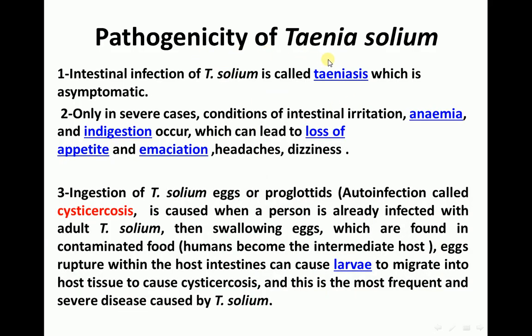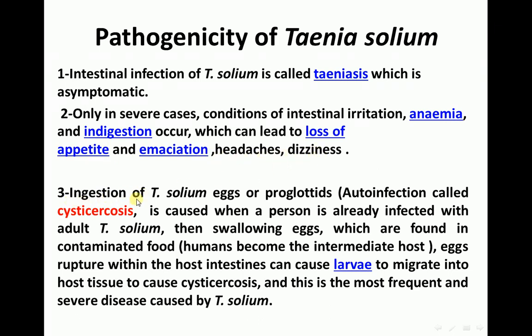Pathogenicity of Taenia solium. Intestinal infection of Taenia solium is called teniasis, which is asymptomatic. Only in severe cases, conditions of intestinal irritation, anemia, and indigestion occur, which can lead to loss of appetite and emaciation, headaches, and dizziness.